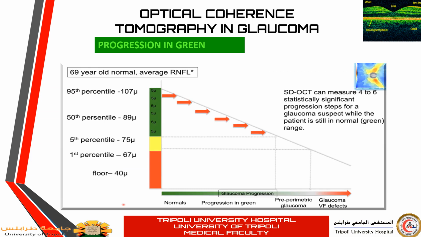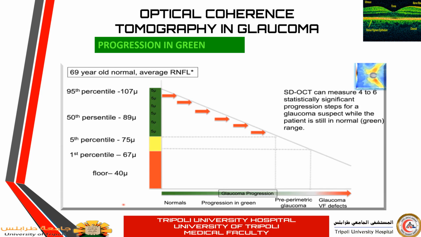An important advantage of the OCT, an important terminology, is what's named progression in green. It means that if you have your patient with the use of structural OCT, even if he has a very thick retinal nerve fiber layer, but over a serial period of time, when you check his OCT, you find there is a significant decrease in the thickness of the retinal nerve fiber layer, even though it is still falling in the normal zone, that is within the 95 percentile.